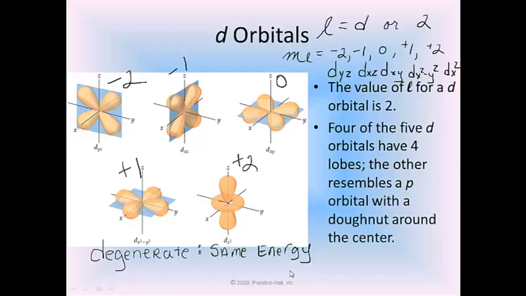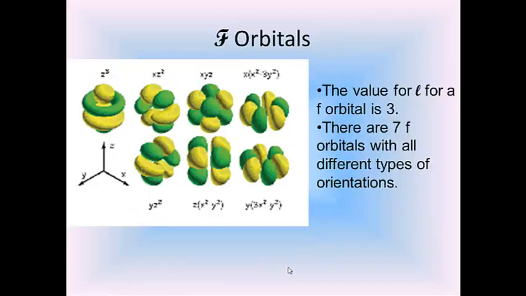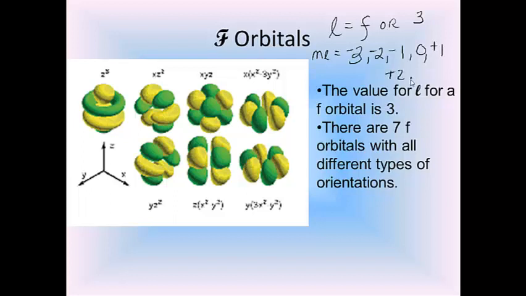Degenerate means they are the same energy level as long as they're the same n. They will be the same energy level. F orbitals, this is when L is equal to F, or 3. M sub L will be equal to -3, -2, -1, 0, +1, +2, +3. And how many orbitals is that? 7. 1, 2, 3, 4, 5, 6, 7.